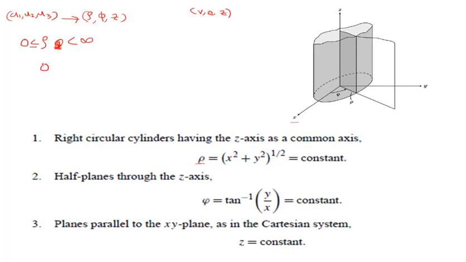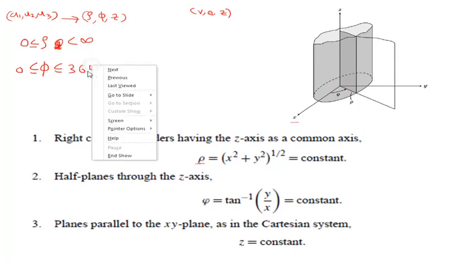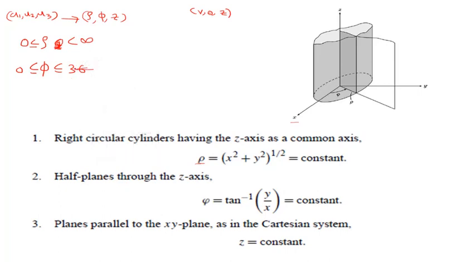Now what will be the limits of phi? Phi can be from zero. Phi zero nu start cheyum, then from zero up to 360, 2 pi vare poa. So phi varies from zero to 360 degrees, or it is better to use the definition 2 pi radian. Then z goes from minus infinity to infinity. So z can start from minus infinity and it can go up to infinity. So these are the limits of rho, phi and z.